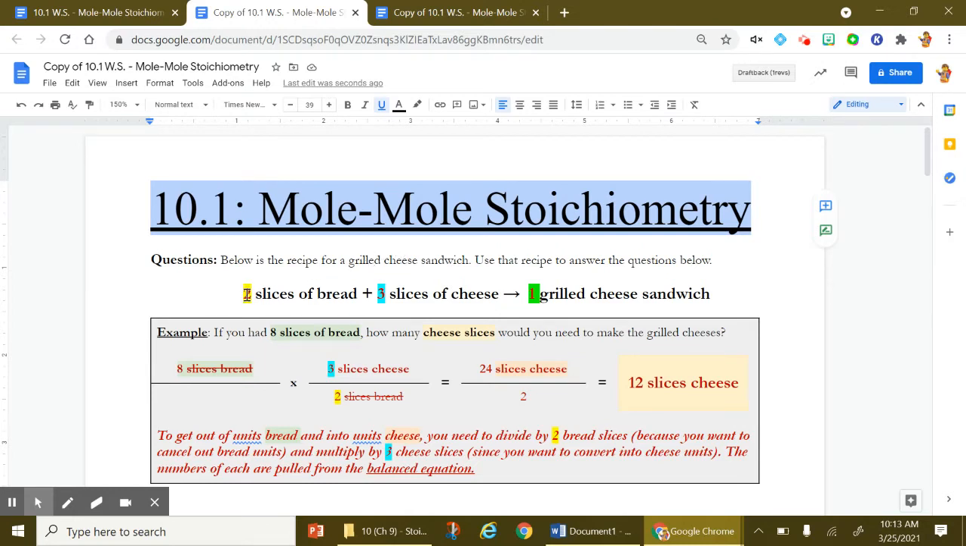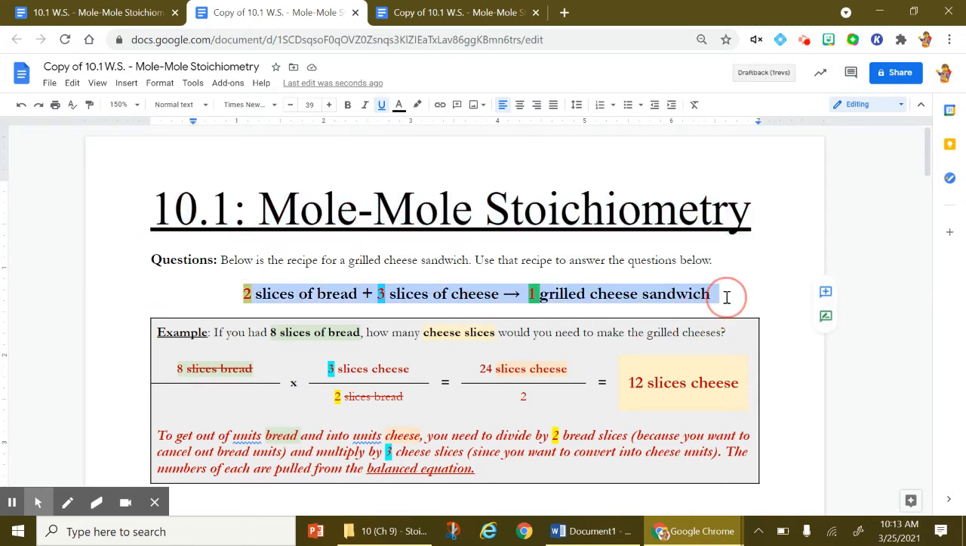So a real world example of this would be making a grilled cheese. If you're like me, you like yourself a cheesy grilled cheese. So a grilled cheese would be made with 2 slices of bread and 3 slices of cheese, and that will make you one grilled cheese sandwich. So from this, we can come up with different questions based on amounts of ingredients or amounts of product. So for example, if you wanted to make, say, 5 grilled cheese sandwiches for your friends, how many slices of bread would you need? How many slices of cheese would you need?